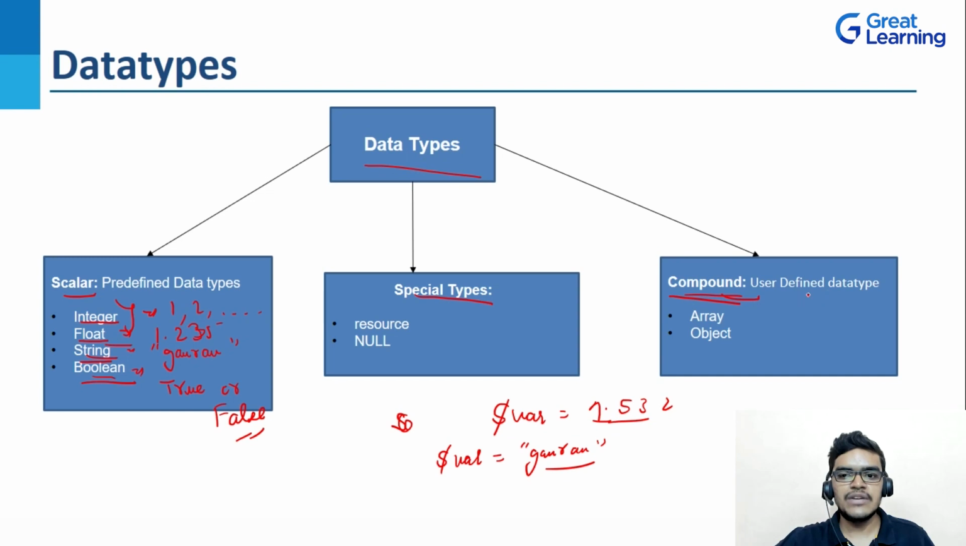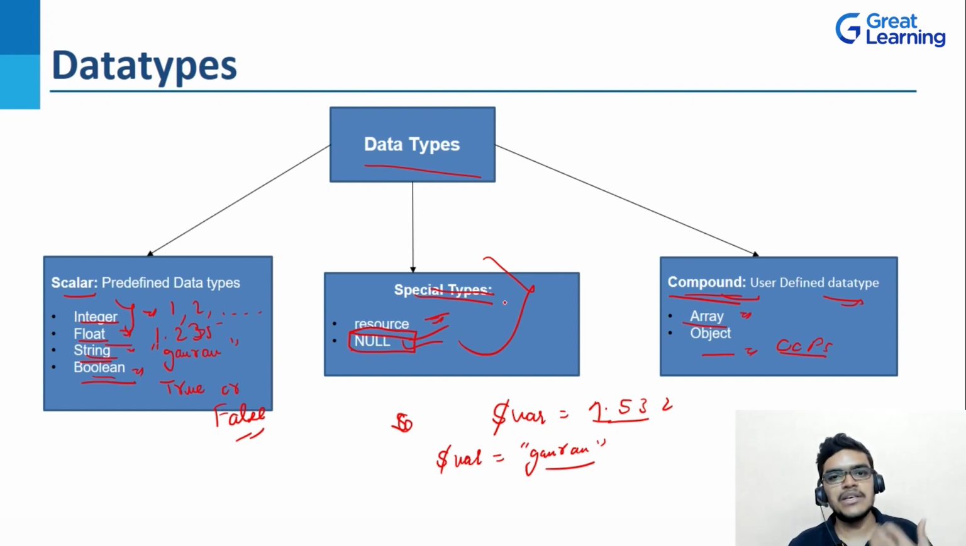So the next data type we have is compound data type, right? This is a user defined data type, as you will see with the array. So what do you mean by array? An array stores multiple values in a single variable, right? Now object we will see in OOPs concept, object oriented programming. And then we also have the special types, that is resource and null, right? Now coming to null, it is a special data type, that means there is no value assigned. And then we also have resource in special types. So these are the basic ideas about different data types present in PHP.